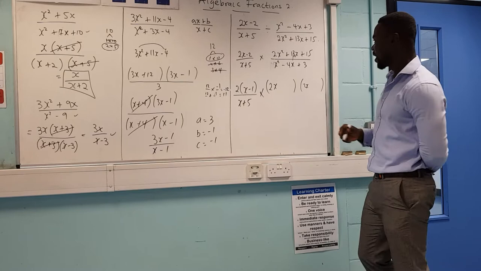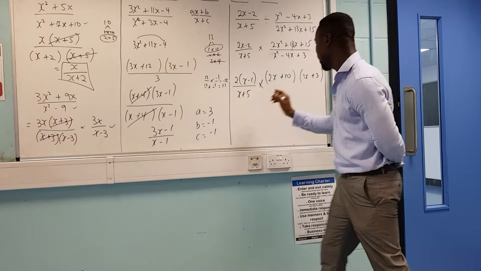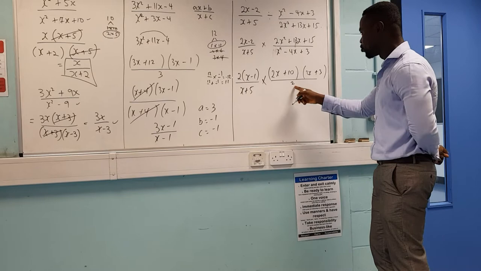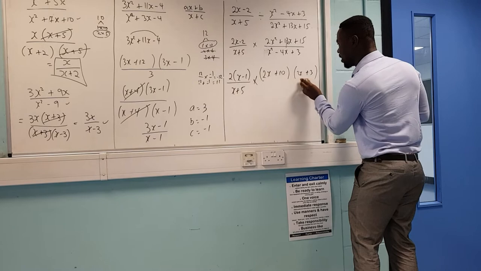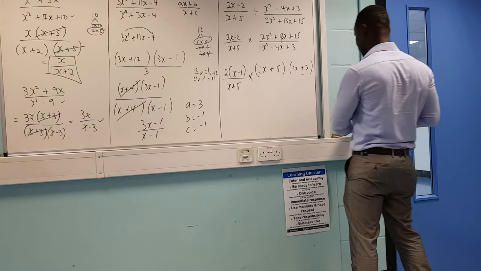And when I did it over here, I said you divide everything by 2. So I'm only factorizing the top one just to show you. So 2 can cancel this side out. So my factorized answer would be x plus 5. Okay? x plus 5. That is for the top one. I just explained it.